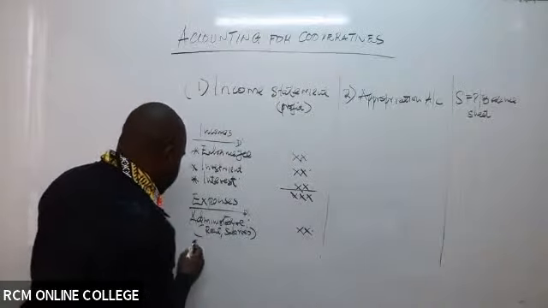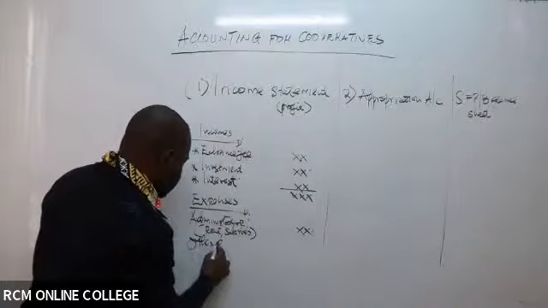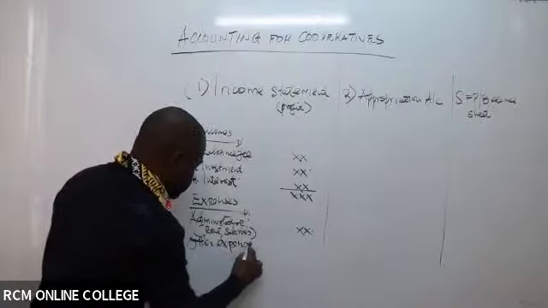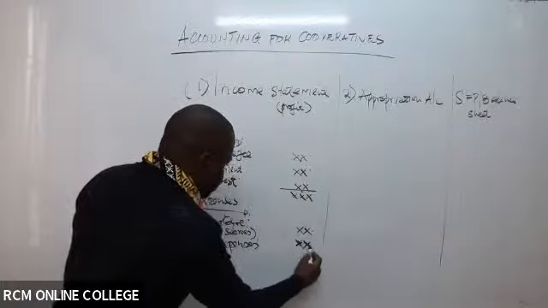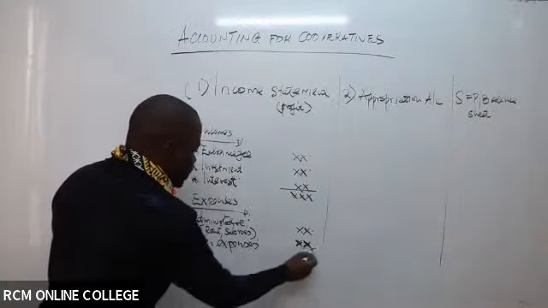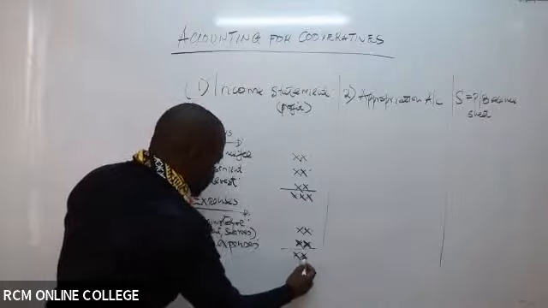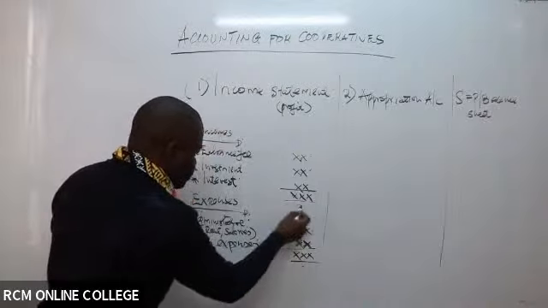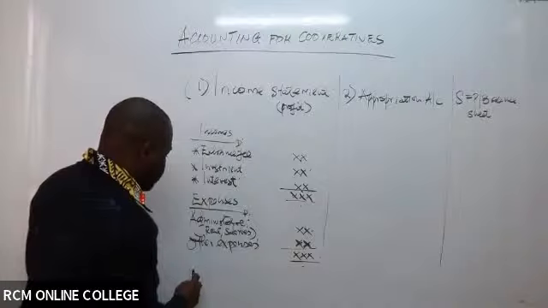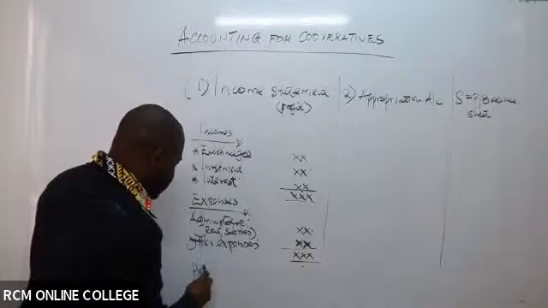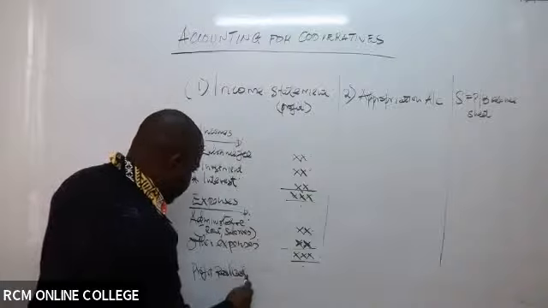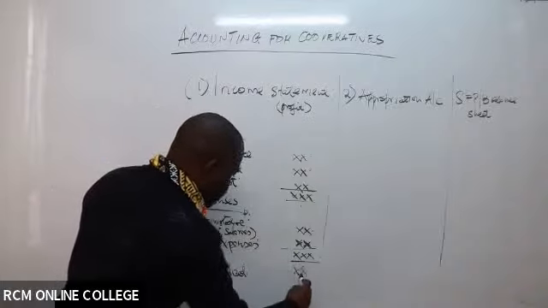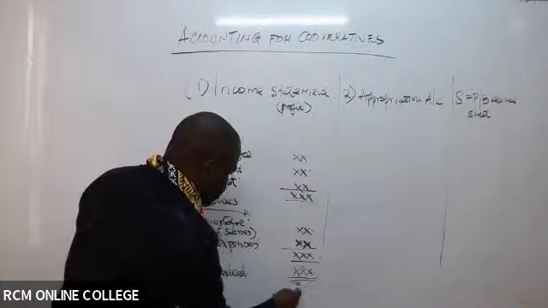So we can have other expenses that would have been incurred. If you get the difference between the two, then obviously we'll be able to realize the profit realized at maybe the end of the year by the cooperative society.